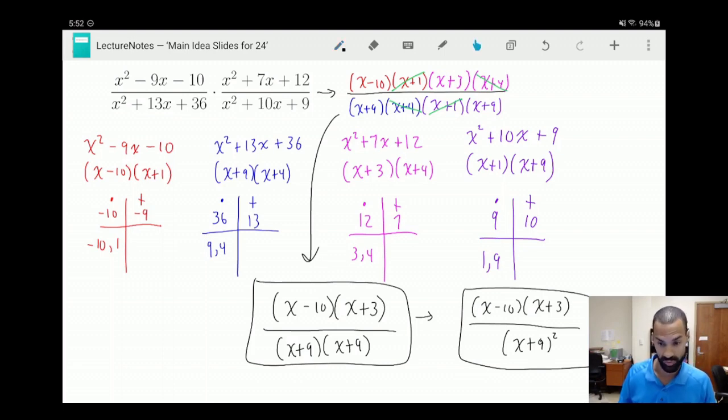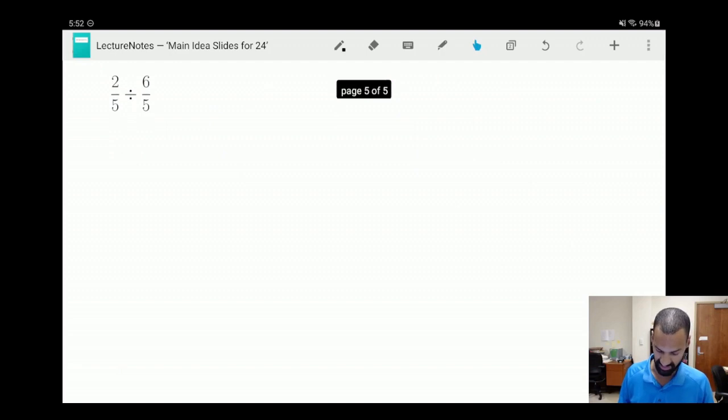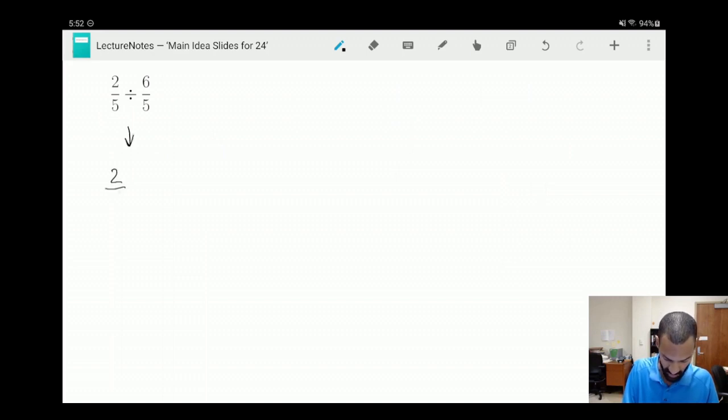Okay, there's one more type of problem we need to talk about. So we multiplied them. Of course, the next thing is division, right? So let's talk about division real quick with regular fractions before we deal with some variables. So 2/5 divided by 6/5. Remember, to divide a fraction, you change it to multiplication. That's really 2/5 times 5/6. That's when you take that second number, you flip it over, and multiply it.